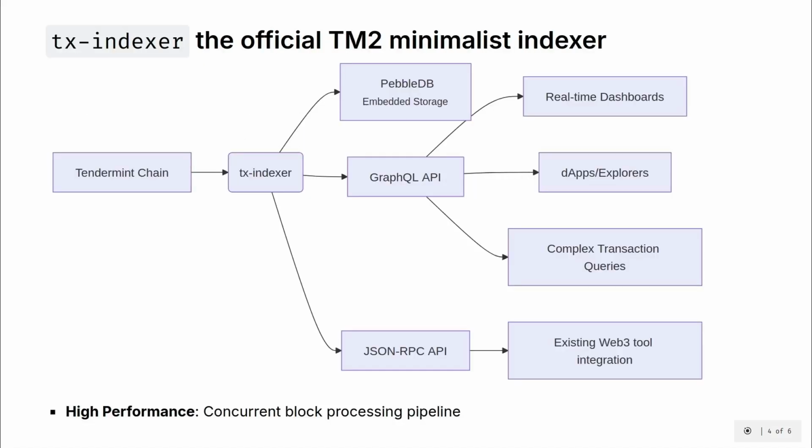TX Indexer lets you get from a Tendermint chain a GraphQL API and a JSON RPC API for your different use cases, all stored into its database. You can make, for example, a real-time dashboard, an explorer of your application, complex transaction queries, and since many existing tools are based on JSON RPC, you can plug any Gno data into existing Web3 tools. It is very performant using concurrent processing.